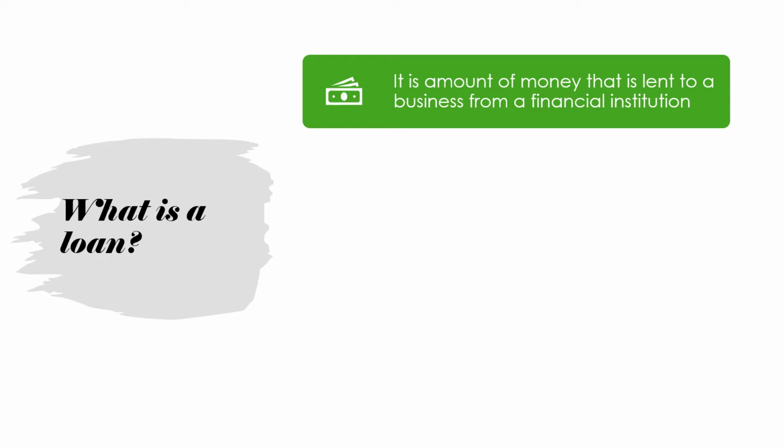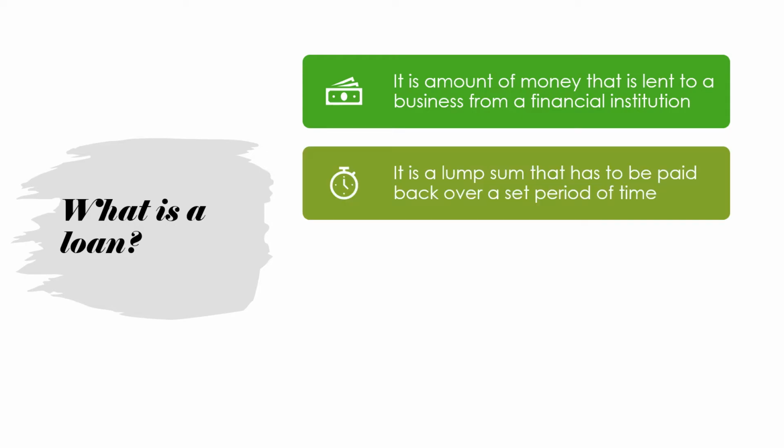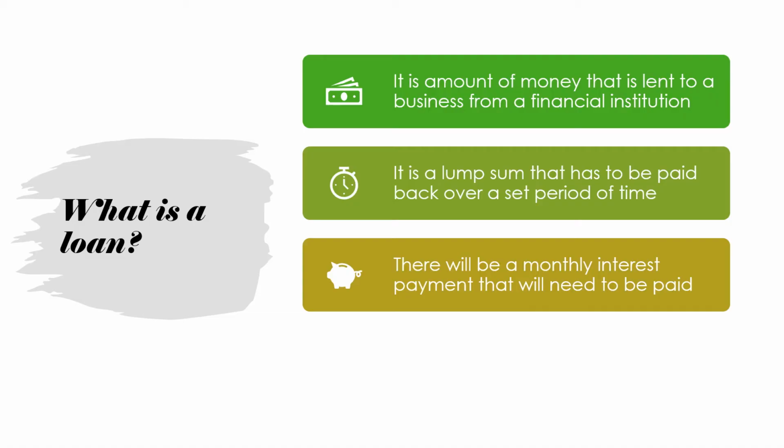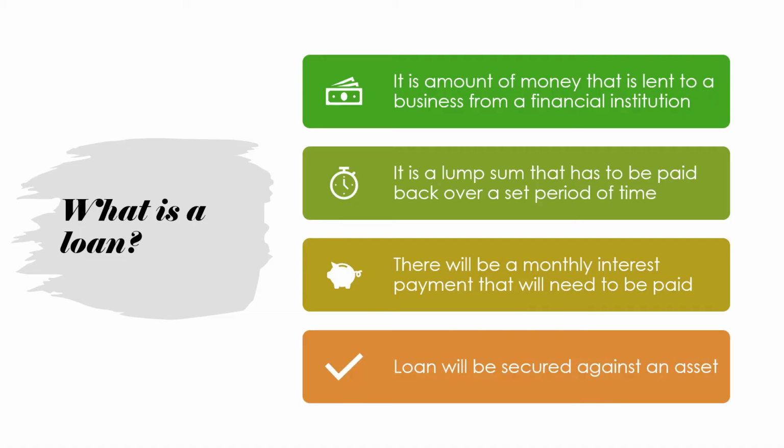A loan is an amount of money that is lent to a business from a financial institution. It is a lump sum and it has to be paid back over a set period of time. There will be a monthly interest payment that will have to be paid, and the loans are going to be secured against an asset. What are mortgages?